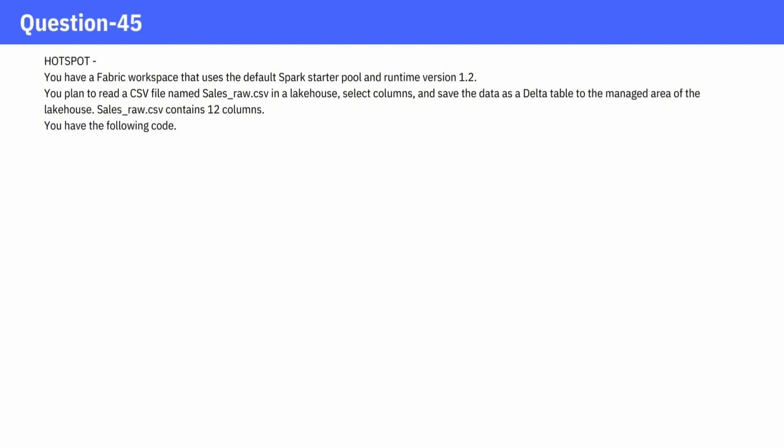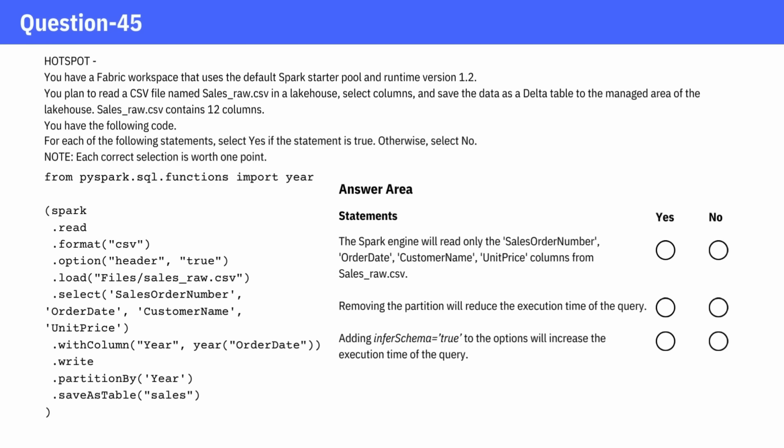Question 45. You have a Fabric workspace that uses the default Spark starter pool and runtime version 1.2. You plan to read a CSV file named salesraw.csv in a Lakehouse, select columns, and save the data as a delta table to the managed area of the Lakehouse. Salesraw.csv contains 12 columns. You have the following code. For each of the following statements, select yes if the statement is true. Otherwise, select no. All right, let's pause the video right here. I'd like you to take a moment to look over the code and think about the answers to these statements. Once you have your thoughts, we'll discuss the correct responses.